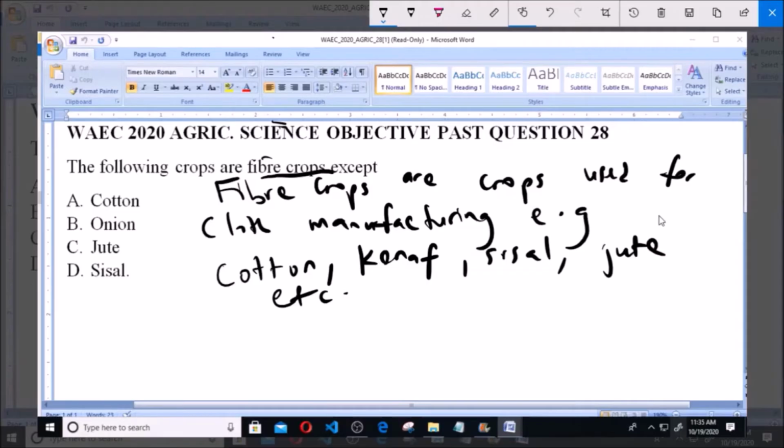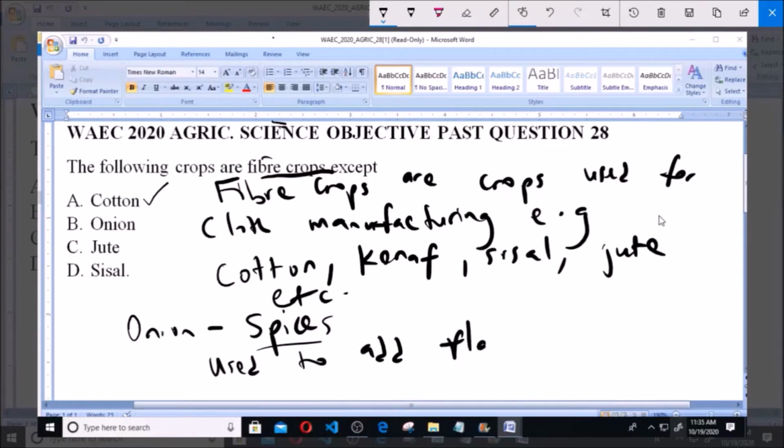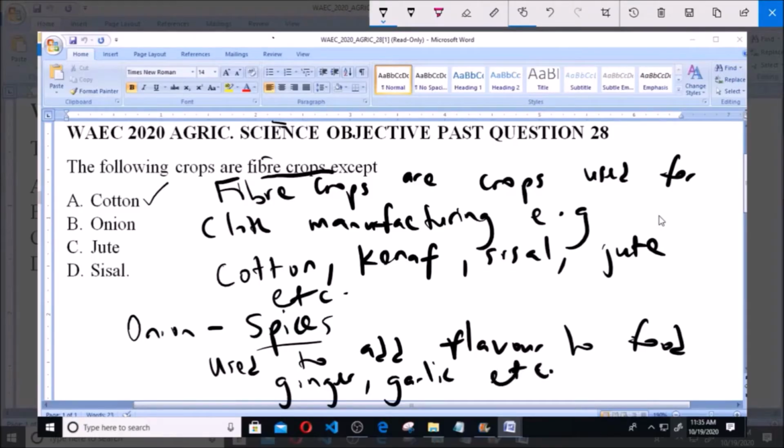Now, cotton, which we mentioned, is of course a fiber crop. Now, onion was not mentioned, and it is not a fiber crop. Onion is classified as a spice, or under the category of crops you call spices, and basically spices are used to add flavor to food. And other examples of spices include ginger, garlic, etc. So onion is a spice and it is not a fiber crop.